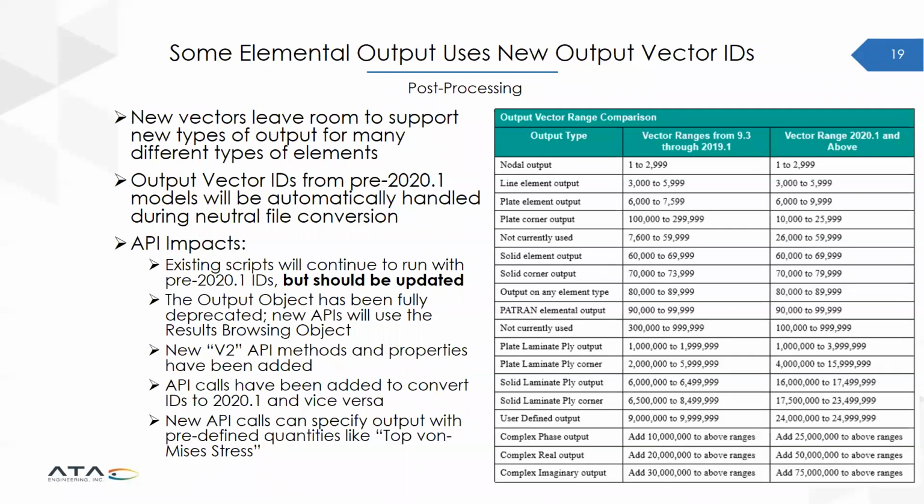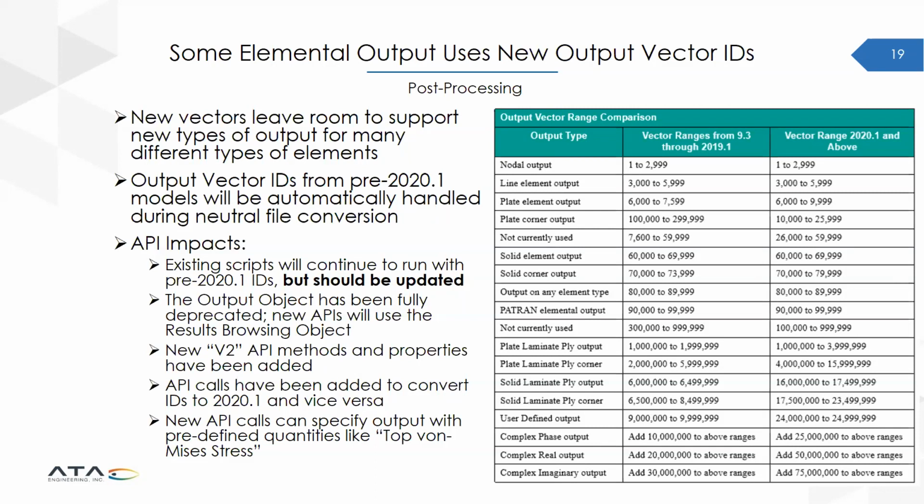But I think you're probably all realizing that there are additional impacts to APIs that might be out there that work with output. So I have a few notes here as well. The first is that existing scripts will continue to run using pre-2020.1 IDs, but they should be updated. So if you have a Femap API and it's using hard-coded output vector IDs for a specific, like maybe top plate von Mises stress or anything like that, when you run that API in Femap 2020.1, it will convert those hard-coded output vector IDs to the new output vector IDs.